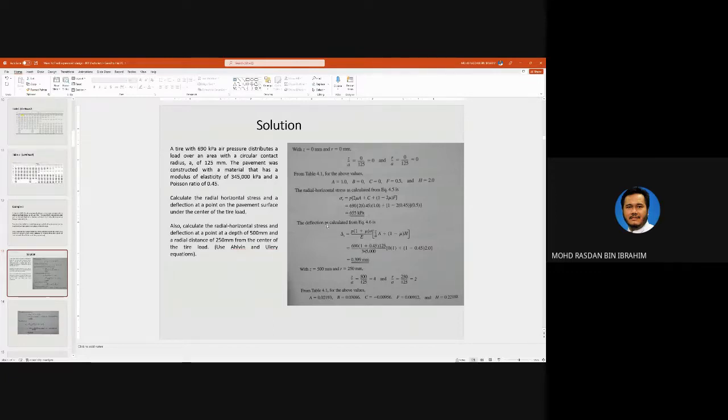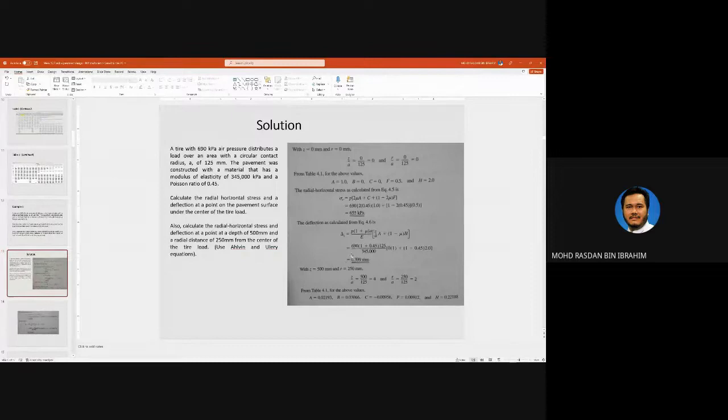And then you calculate the deflection using the same formula proposed by Alvin and Ullery. So here, this is the modulus of elasticity, this is the tire pressure, the Poisson ratio, small a is the tire footprint, and the other values of functions A to H. So you get delta Z, the deflection, as 0.399.